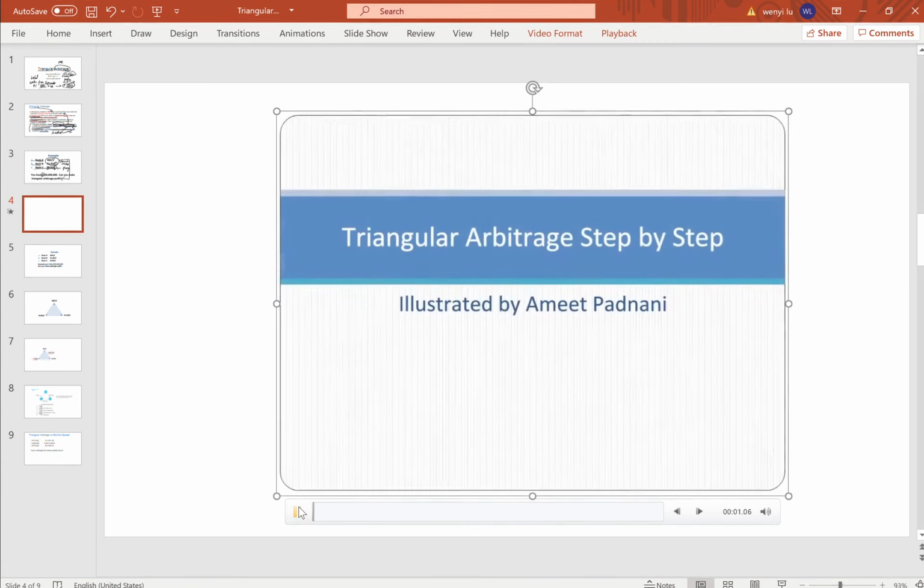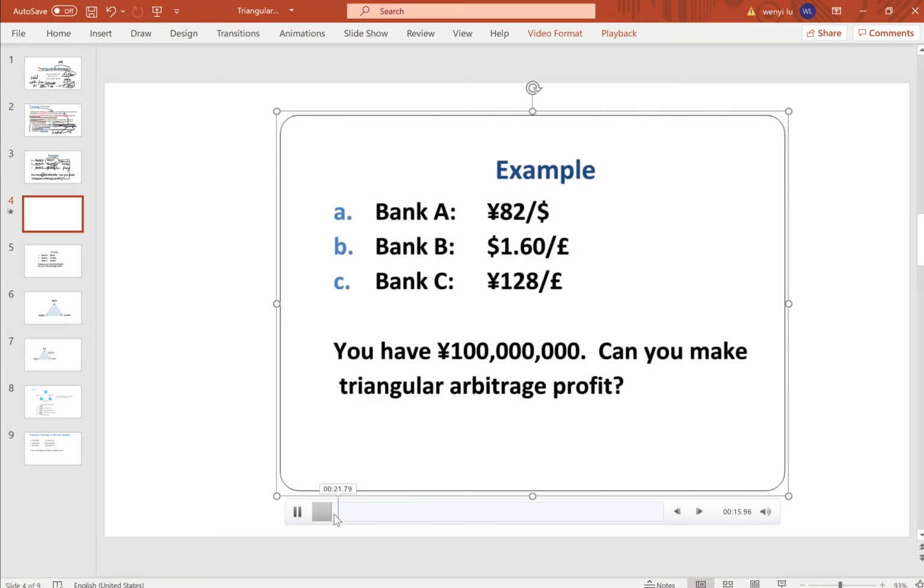Welcome to Triangular Arbitrage Step by Step. We'll see how to profit given ask. Let's take a look at an example. Here we have quotations from three banks and we have 100 million yen to work with. Our task is to find out if we can profit from these quotations, and if so, how.